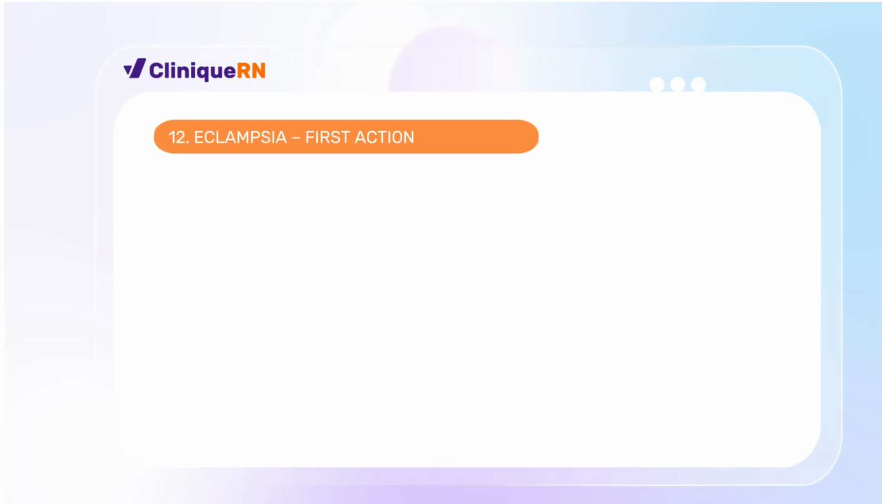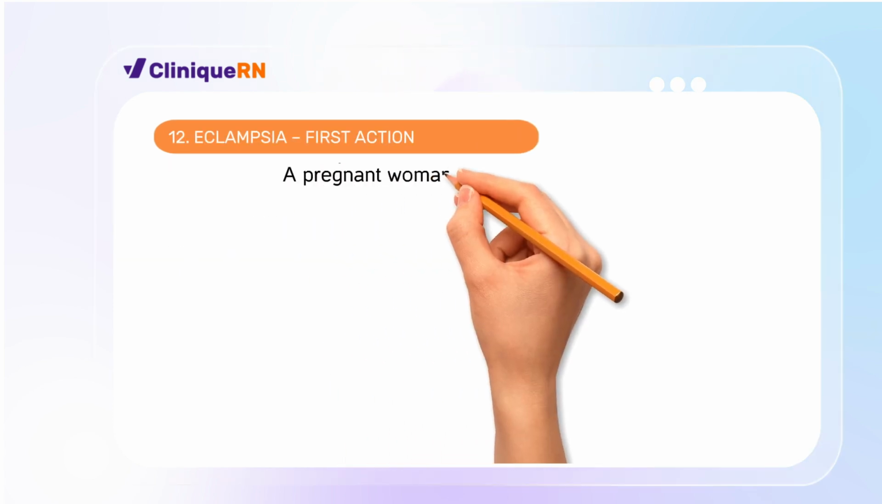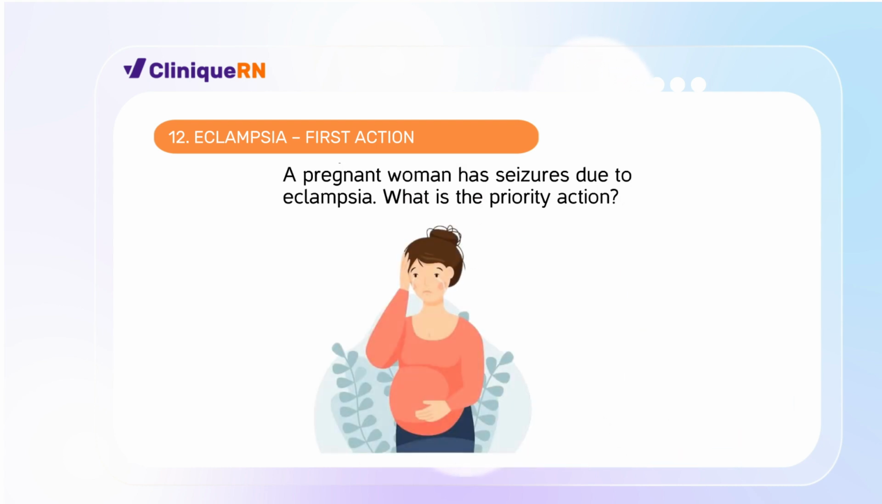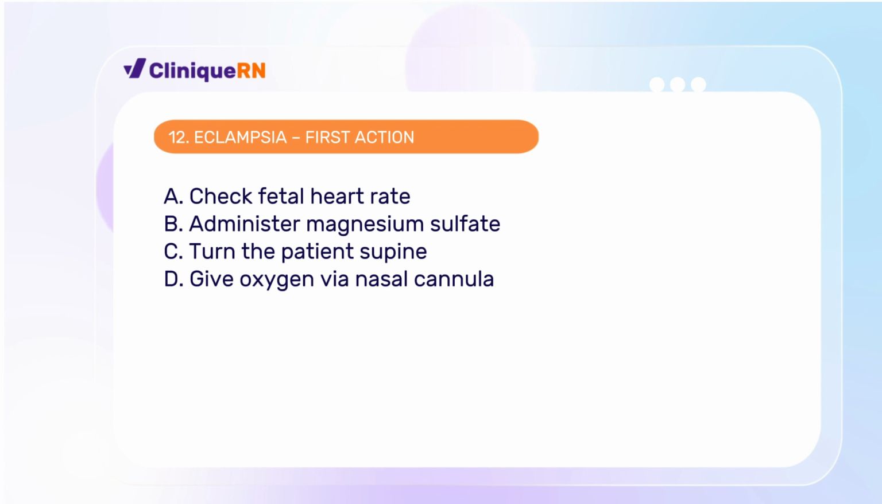12. Eclampsia, first action. A pregnant woman has seizures due to eclampsia. What is the priority action? A. Check fetal heart rate. B. Administer magnesium sulfate. C. Turn the patient supine. D. Give oxygen via nasal cannula.